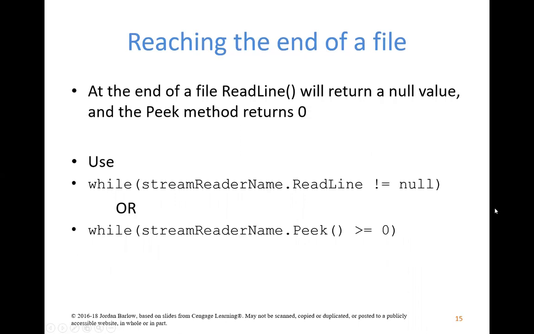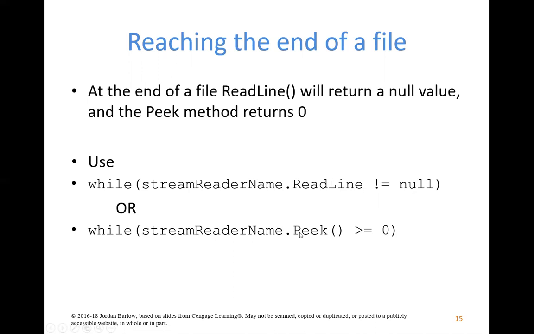Now, you often don't know, the application doesn't know exactly how many lines of text or lines of data are in a file. And so what you can do is use a while loop to check so that the code only runs while there are still lines to read.